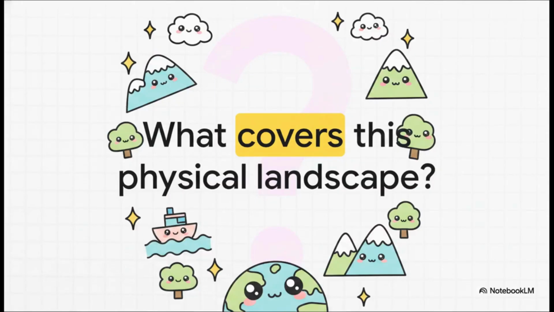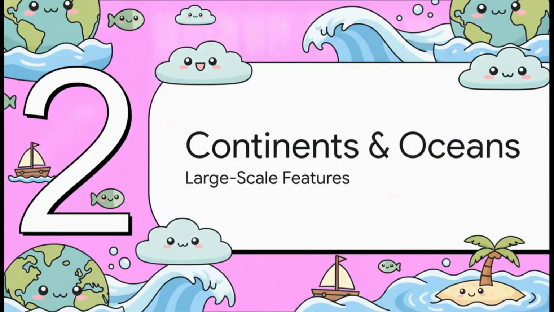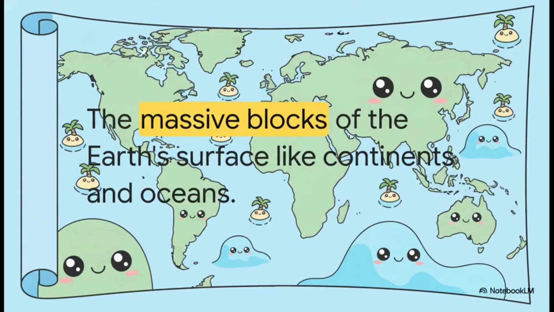Okay, so we know what the foundation is made of, but what actually covers this physical landscape? Like, what sits on top of all this continental and oceanic crust to give our planet its distinct look? That brings us to Section 2, Continents, Islands, and Oceans, Large-Scale Features. These are what we call the large-scale physical characteristics.